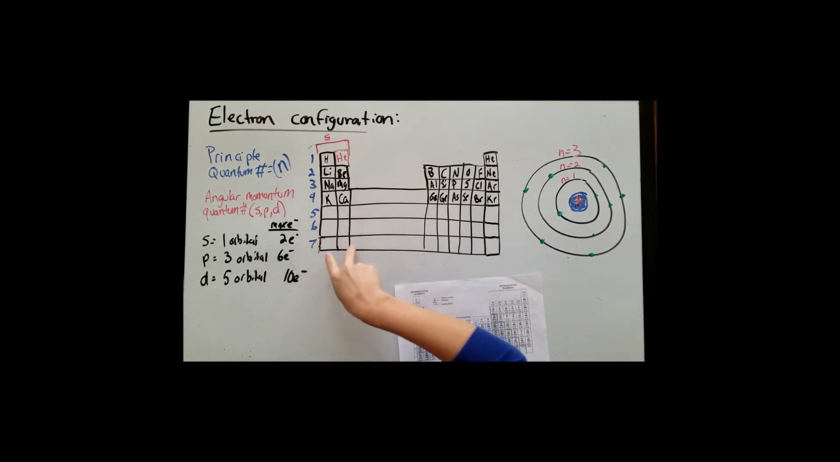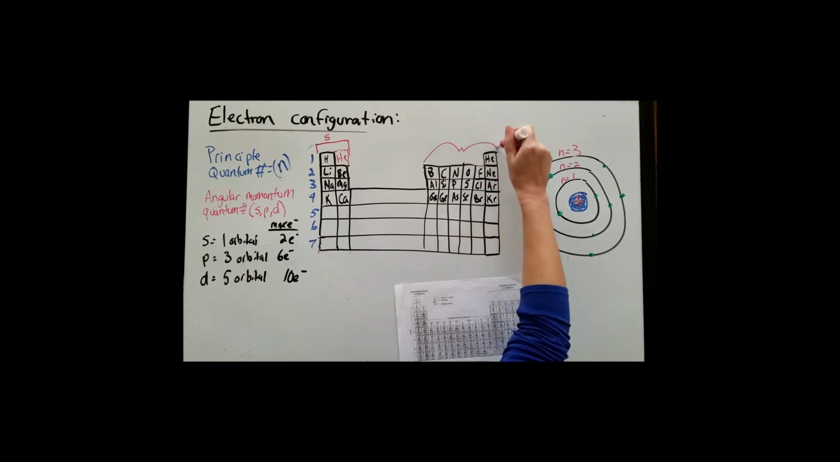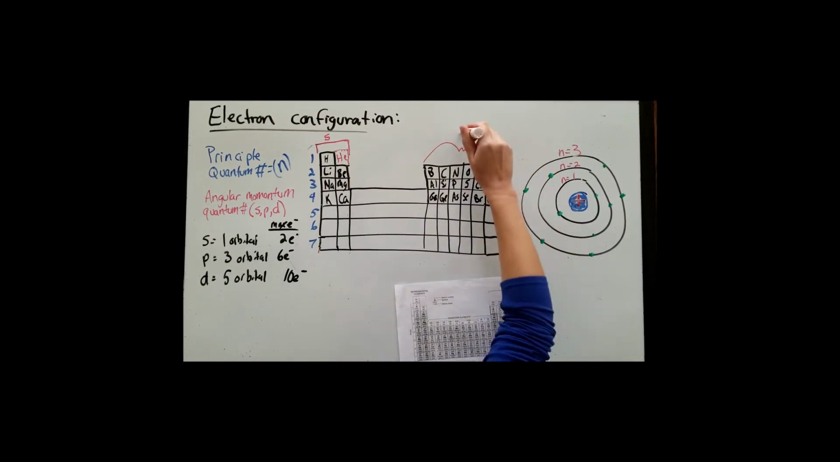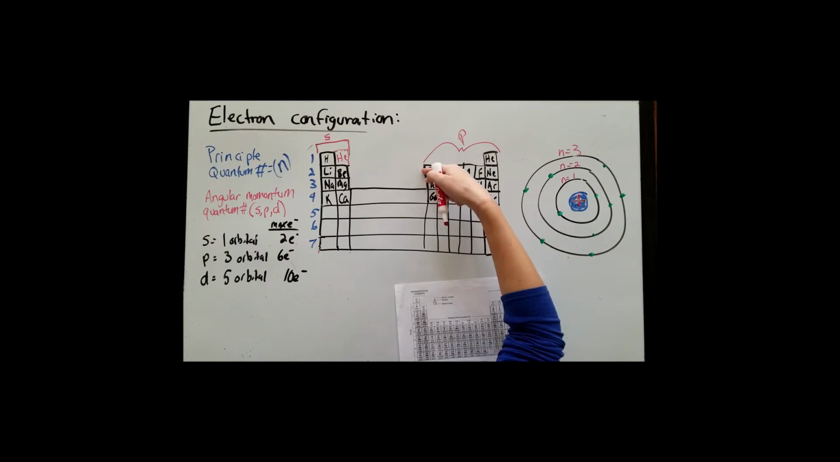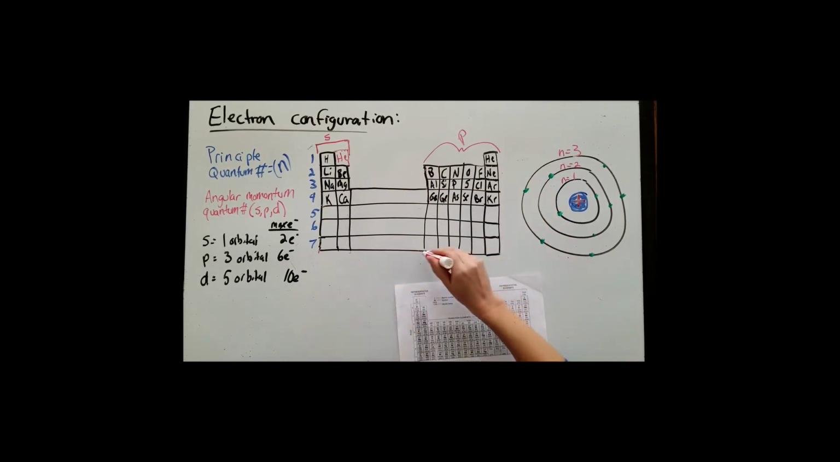So this will be the S. Now for the P's, that's going to be this section over here, not including helium, because helium's over there. Okay, so this is going to be the P block, from boron all the way down to the noble gases. So this whole section. Even draw it again down here so you can see.